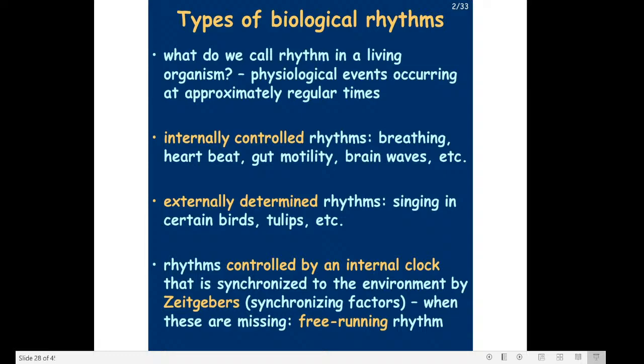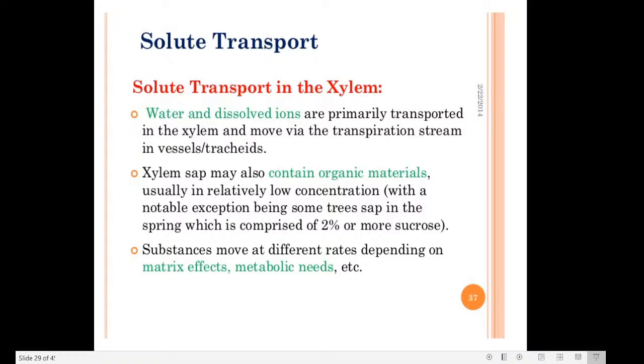In external, external means the environment: sunlight, water uptake, everything comes under this. Then solute transport. This solute transport happens with the xylem and phloem. It's solute transport in the xylem. It's helpful for the transfer of water and dissolved ions.